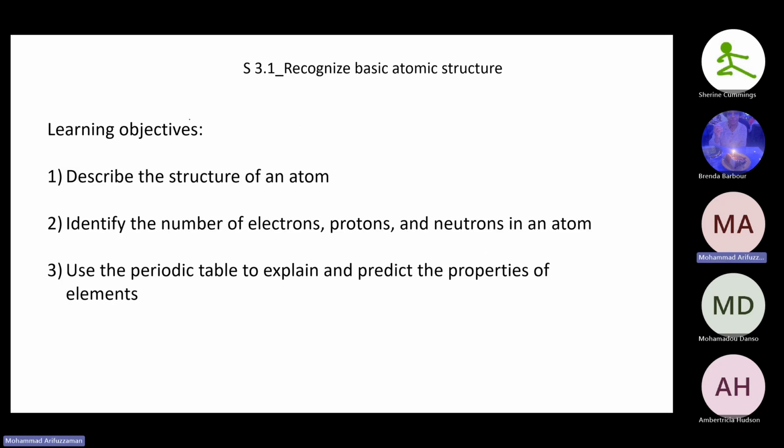So the learning objectives in basic atomic structure: you will be able to describe the structure of an atom after completing this chapter. You will identify the number of electrons, protons, and neutrons in an atom, and use the periodic table to explain and predict the properties of elements.